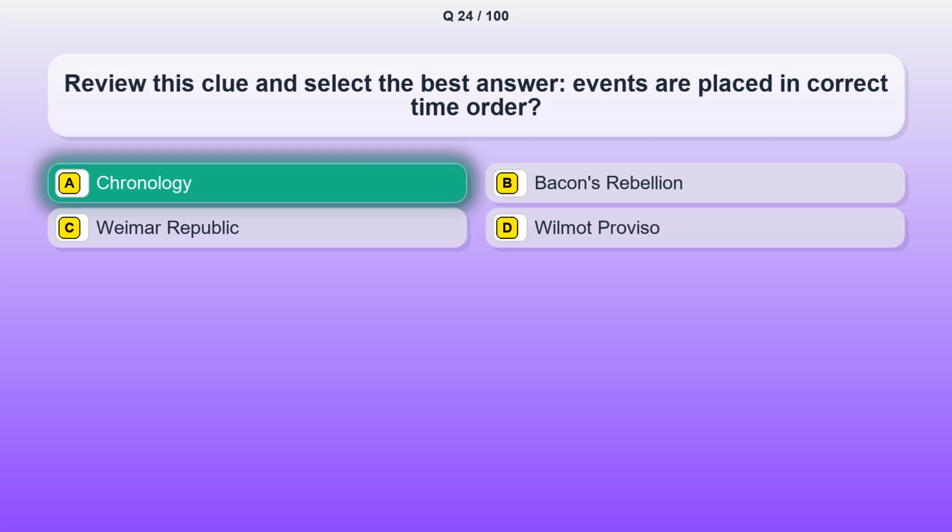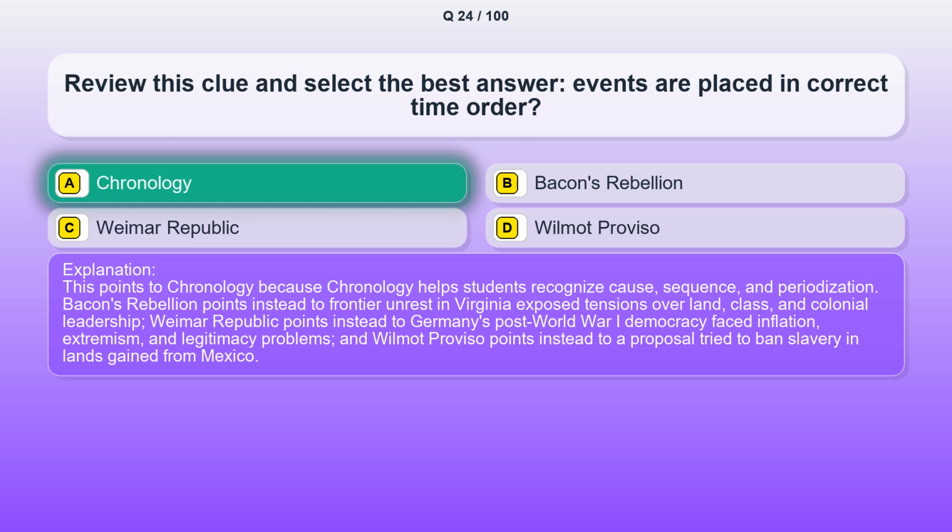The correct answer is option A, chronology. This points to chronology because chronology helps students recognize cause, sequence, and periodization. Bacon's Rebellion points instead to frontier unrest in Virginia exposed tensions over land, class, and colonial leadership. Weimar Republic points instead to Germany's post-World War I democracy faced inflation, extremism, and legitimacy problems. And Wilmot Proviso points instead to a proposal tried to ban slavery in lands gained from Mexico.